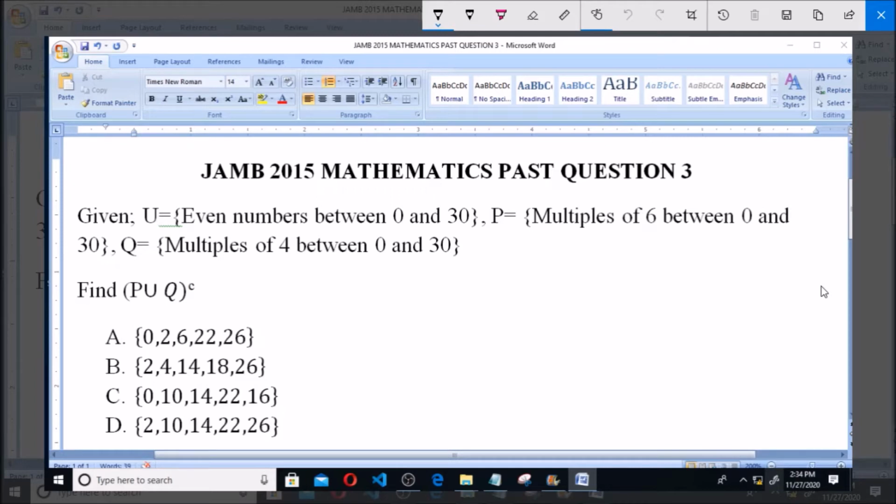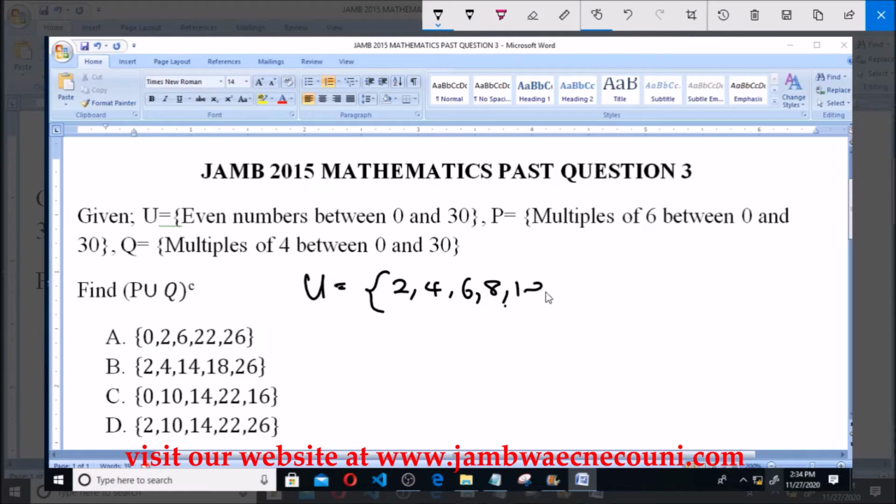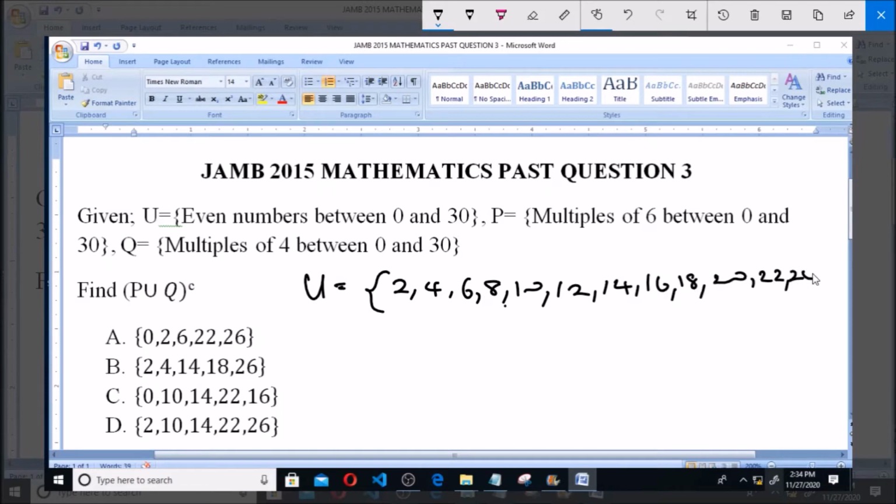Now, the universal set U will be expressed as, since U is even numbers between 0 and 30, these even numbers include 2, 4, 6, 8, 10, 12, 14, 16, 18, 20, 22, 24, 26, 28. Now these are the numbers.